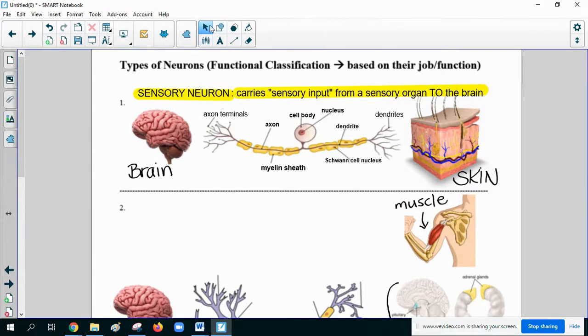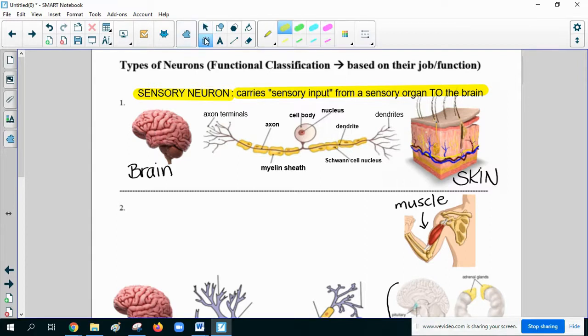Now, how do I know this is a sensory neuron? Number one, I know it's a sensory neuron because of how it looks. It's got this cell body in the middle, which is just typical of a sensory neuron. Number two, really important, we need to draw in an arrow that represents the direction that the electrical impulses are traveling. So sensory neurons always carry information from a sensory organ like the skin or an eye, ear, tongue, nose to the brain.